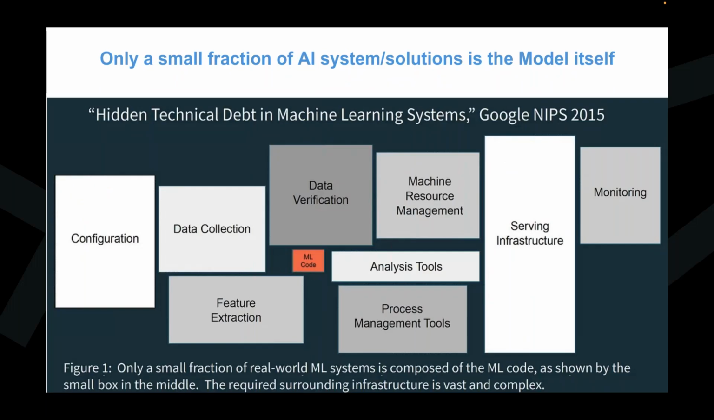So as you see, this is a paper from 2015, right? The little red block at the center represents the machine learning code, let's say AI code, like LLMs, Gen AI, whatever you call it. It is just a small part, maybe the engine, maybe the most important part, but it cannot do anything by itself, right? You need to build an entire infrastructure around it. So only a small fraction of an AI system solution is the model itself. That's what I'm trying to say here.